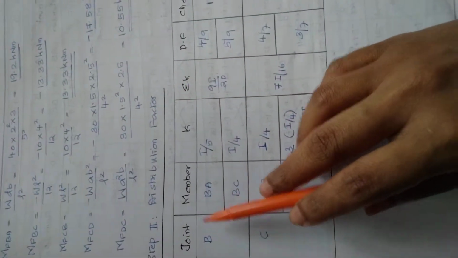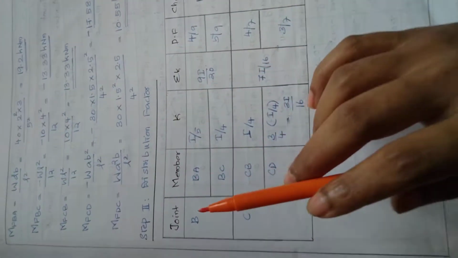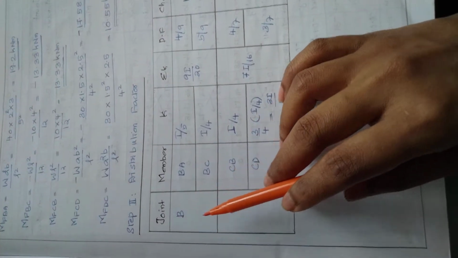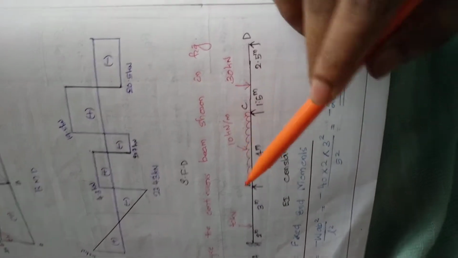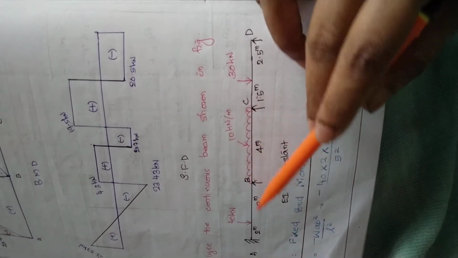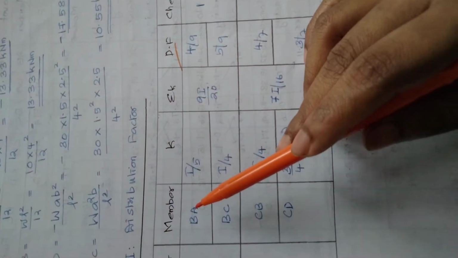Now the second step is to find out the distribution factor. For finding the distribution factor, first we need to recognize joints. Here in this case you have two joints, joint B and joint C. So first you are considering joint B. For the joint B, the members are BA and BC respectively.